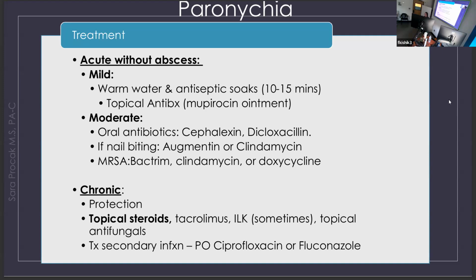You can consider tacrolimus. You can also consider ILK injections right into that proximal nail fold. That hurts, okay? But it's something that you might consider in someone who has more of a severe presentation, okay? Topical antifungals, if you think there's a more mild fungal infection going on. If it's more severe, then obviously you're going to give them something oral by mouth. Okay, so in that case, you're looking at fluconazole or diclofenac.